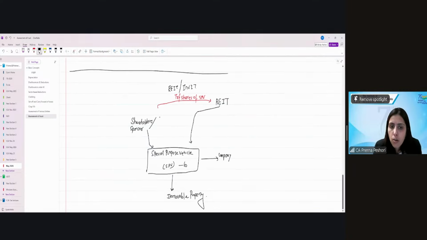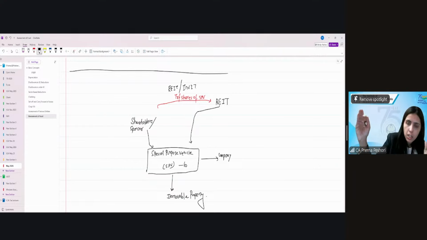So what will the shareholders of this SPV do? They will sell the shares of the SPV to a REIT. So the REIT will have a subsidiary as SPV. When the shareholders of this SPV transfer the shares to the REIT, the REIT will become the holding company for this SPV. Yes or no? The REIT is going to become the shareholder of this SPV now. Right?